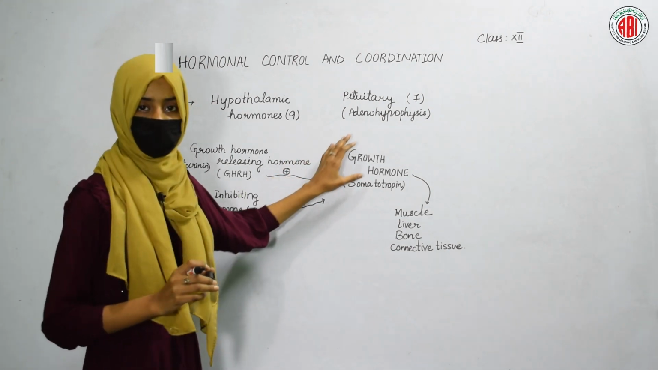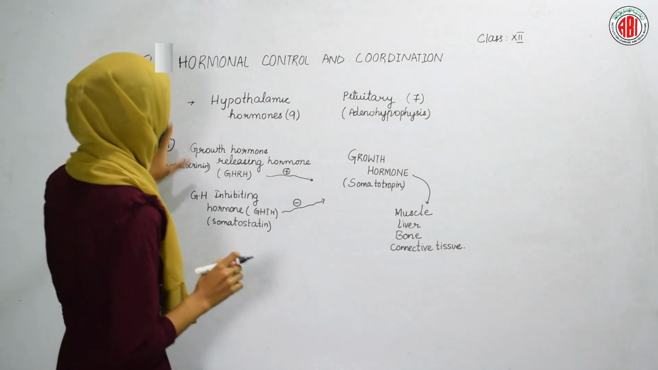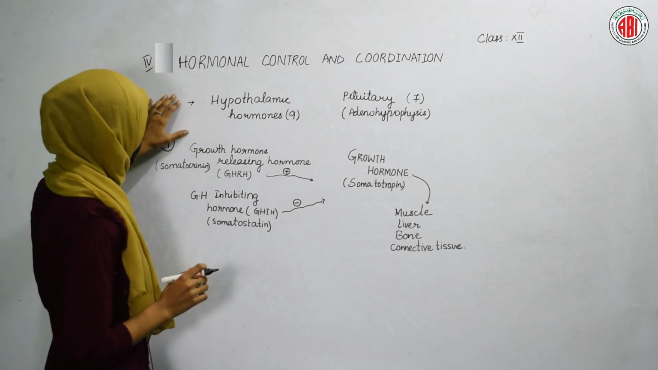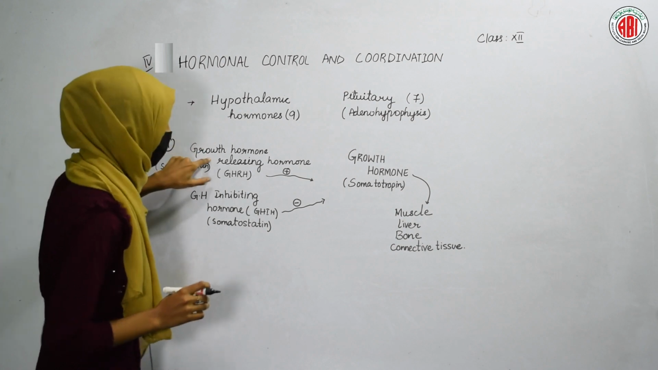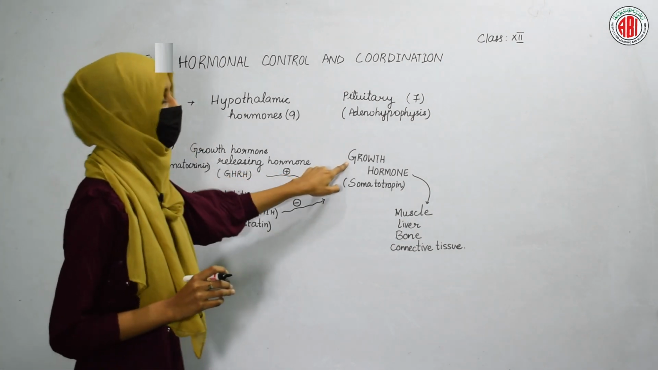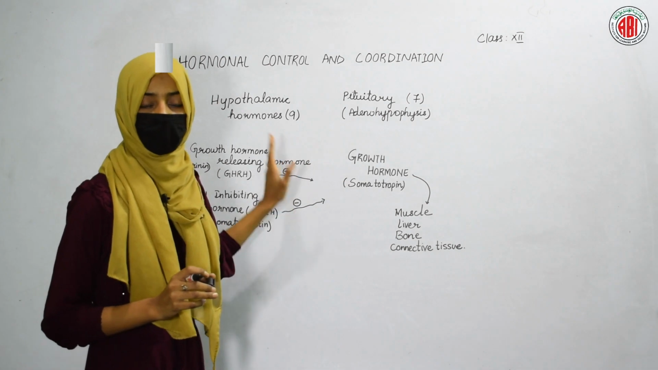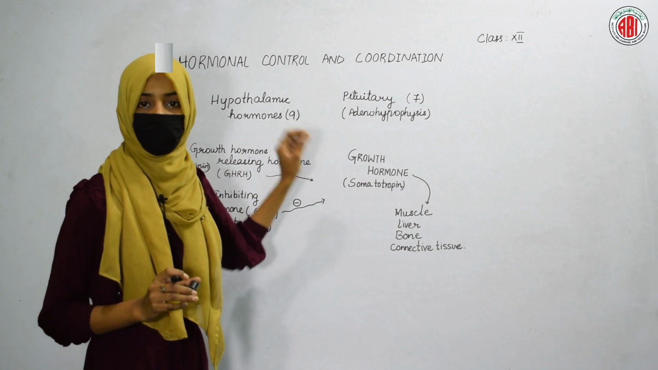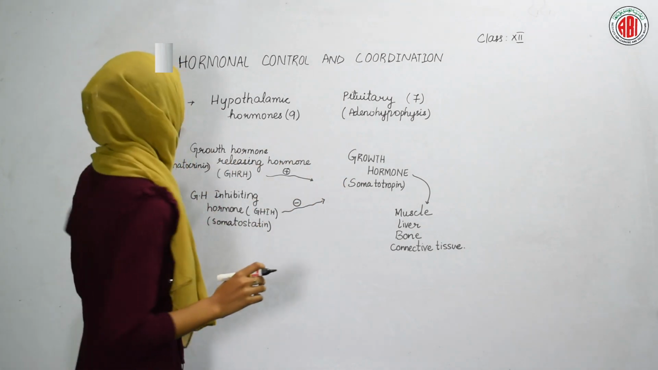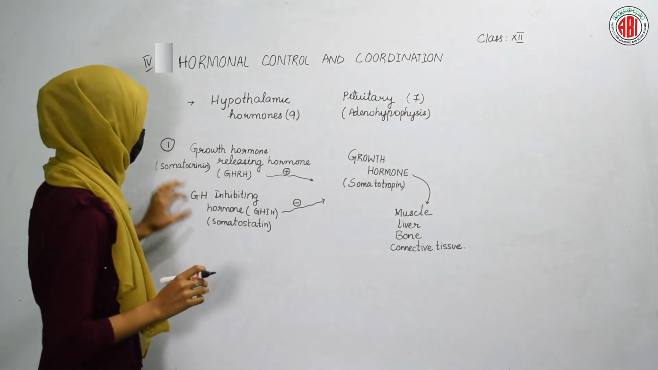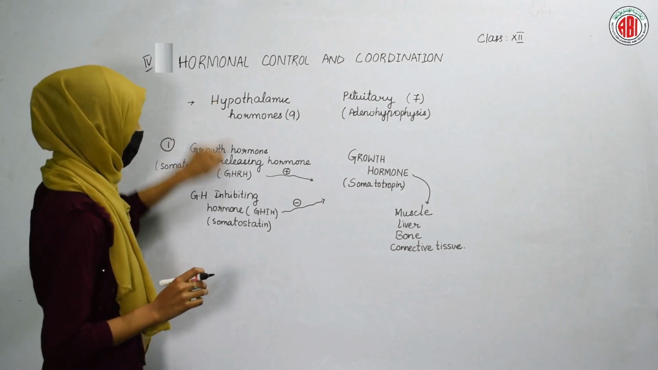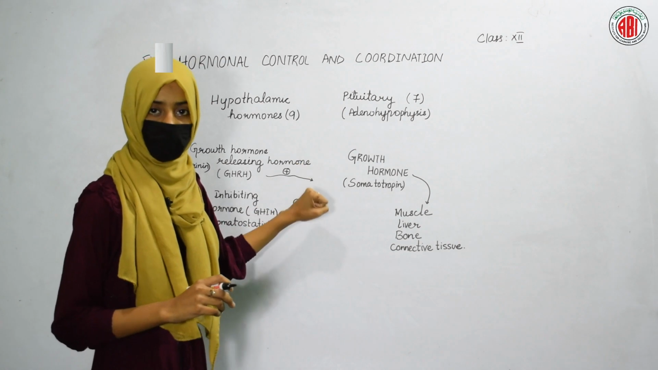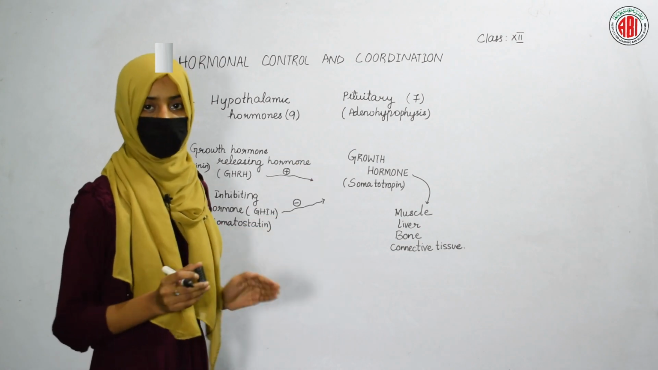So the stimulation of the growth hormone is under the control of the releasing hormone, which is under the control of the hypothalamus. When the hypothalamus releases the releasing hormone, it shows the positive effect on growth hormone. That means it stimulates the growth hormone to be secreted into the blood. But when the growth hormone inhibiting hormone is released by the hypothalamus, then it shows the negative effect. It inhibits the effect of the growth hormone, so that the balance can be maintained.